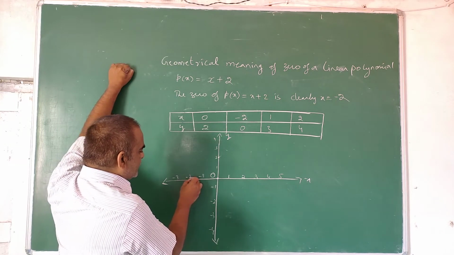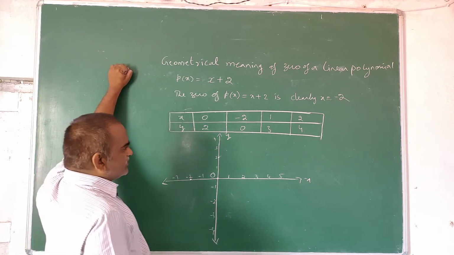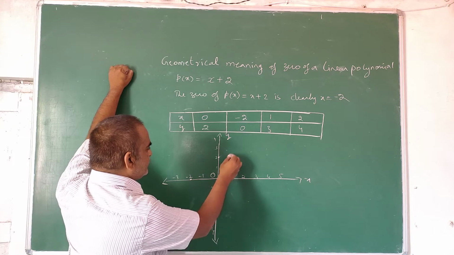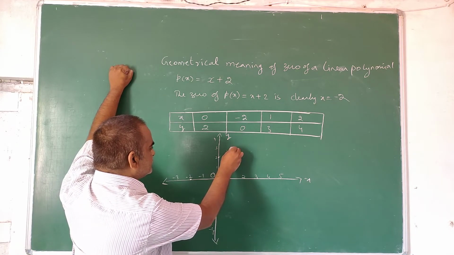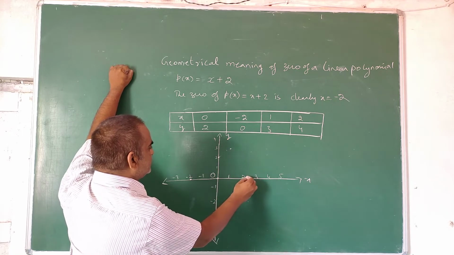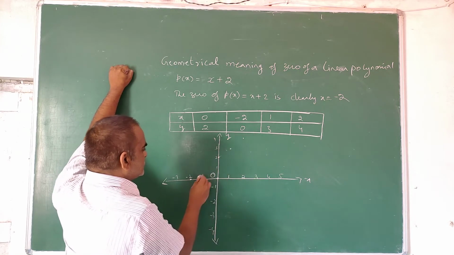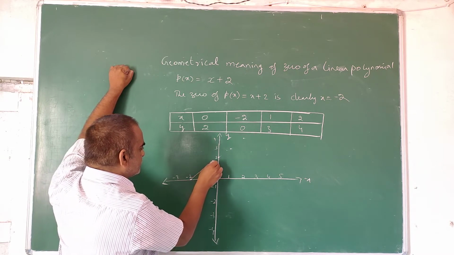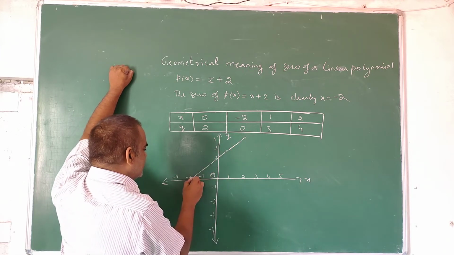That point would be here. When x is minus 2, y is 0. When x is 1, y is 3. So the point would be here. When x is 1, y is 3. And when x is 2, y is 4. So now you join all these points. Now you can see easily a straight line.